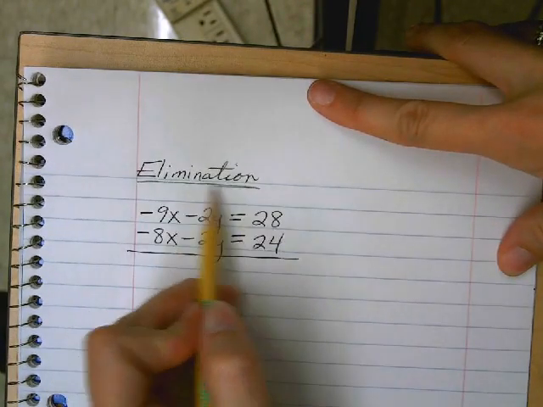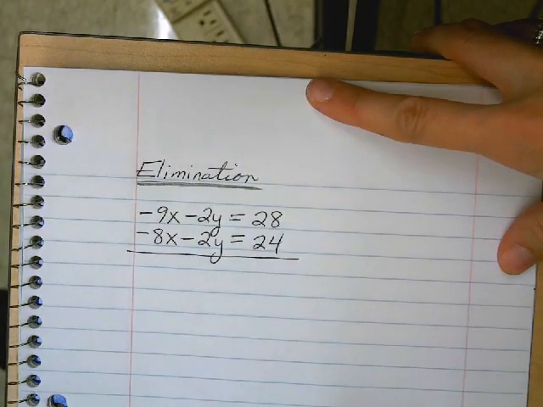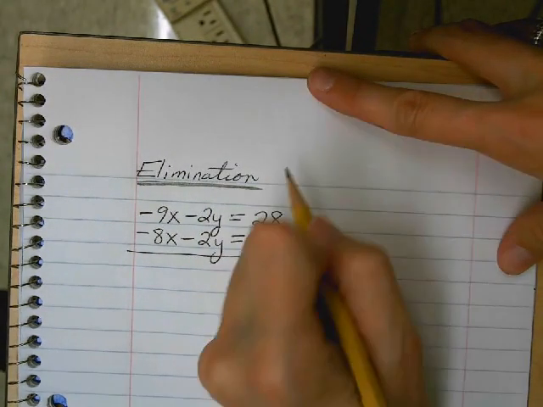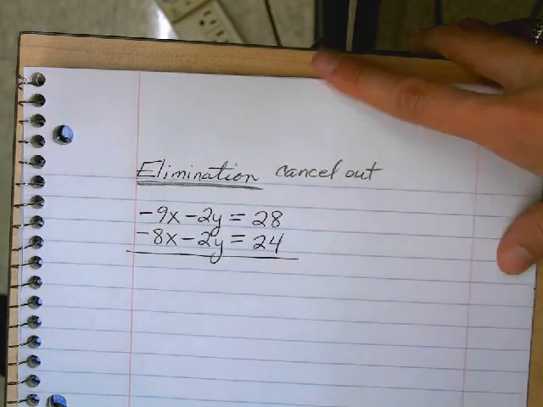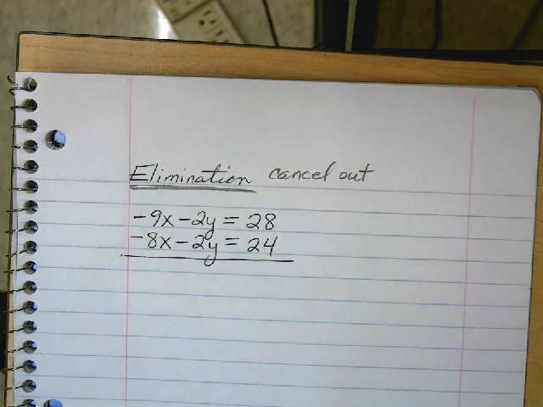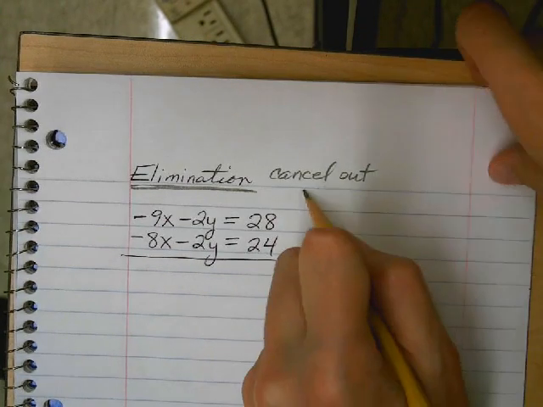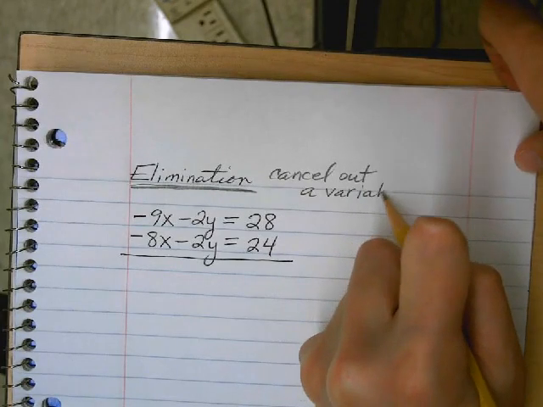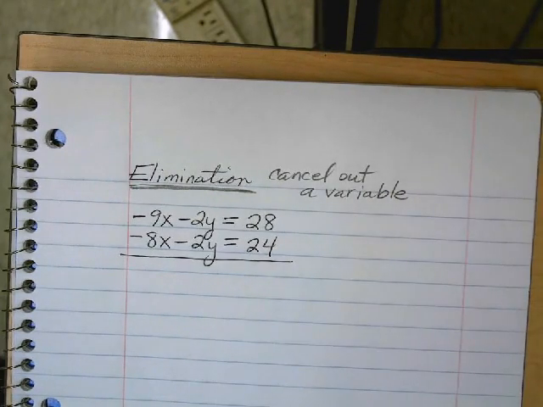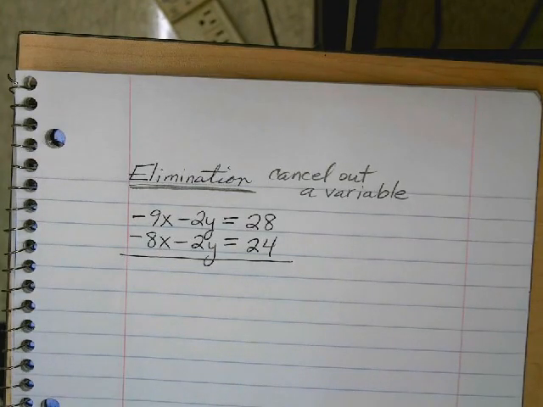When you eliminate something, what does that mean? Cancel it out. Or get rid of it. If something's eliminated, you're getting rid of it. So the whole point is to try to cancel something out. You're trying to cancel out a variable. That's what the word elimination means. So elimination, the strategy is cancel out a variable.